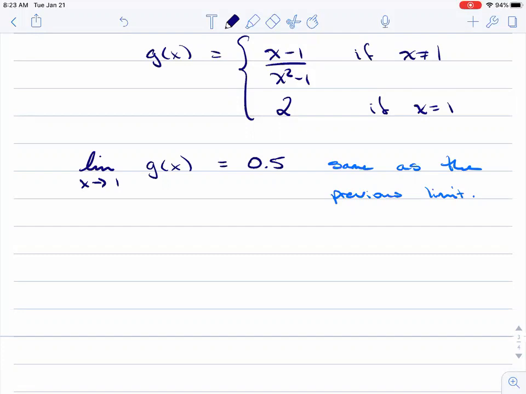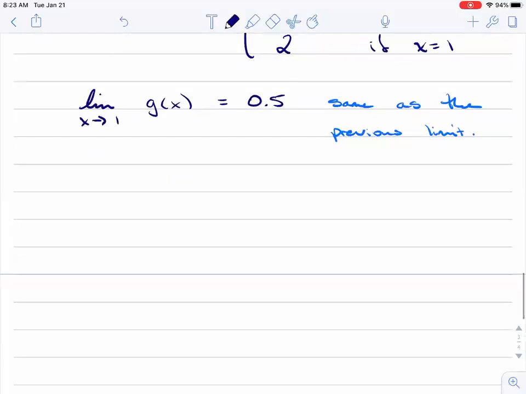Let's get into limits that don't exist, and then we'll talk about why they don't exist, because there are limits that just don't exist. There's a couple of different reasons, but there are limits that do not exist.